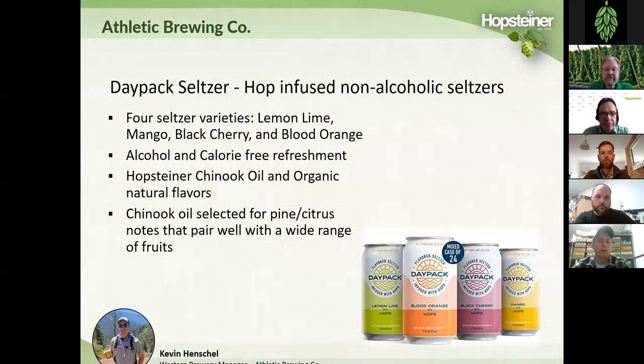So we use the Chinook hop oil and then organic natural flavors to achieve these tastes. And the Chinook oil was selected for the piney, resinous citrus note that pairs well with a wide range of fruits.